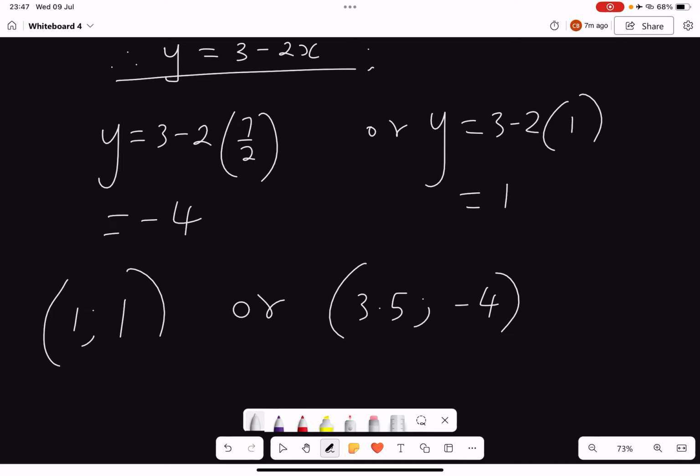And then boom, that's how you tackle this exam question step by step. Remember, practice makes permanent, not perfect, but permanent.